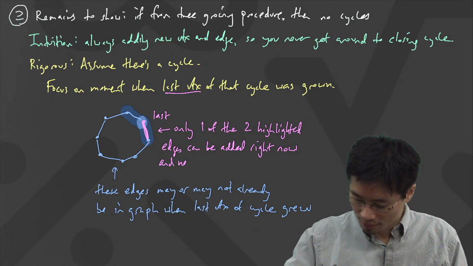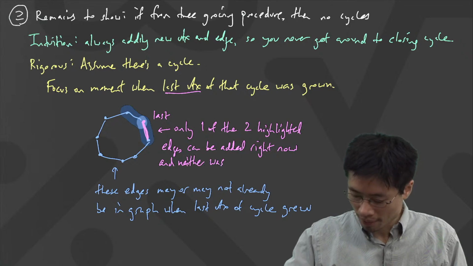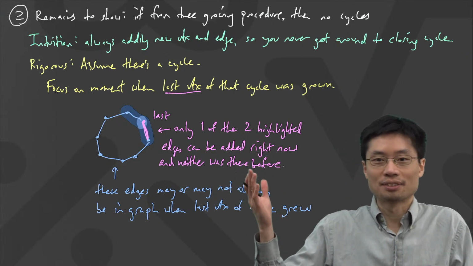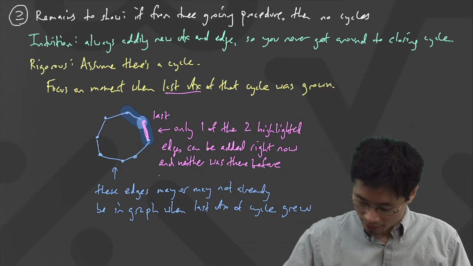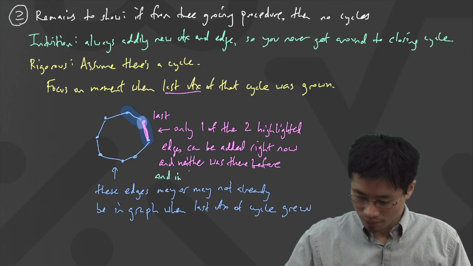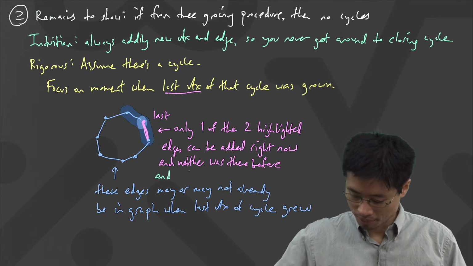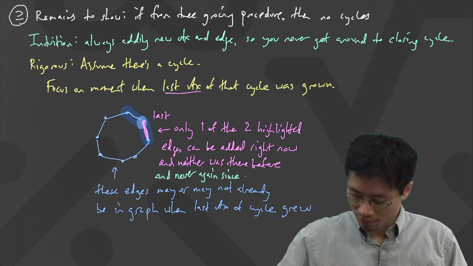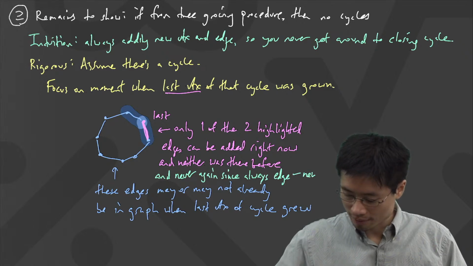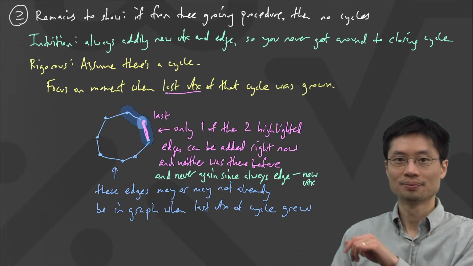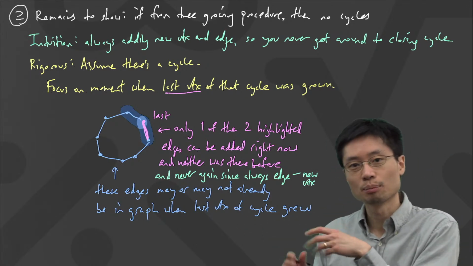And neither was there before. And neither can be added after either, because every time I add an edge to a new vertex. In future, never again, and never again, since always an edge to a new vertex. Let's just say it that way. We always add an edge to a new vertex. So that's a simple way.